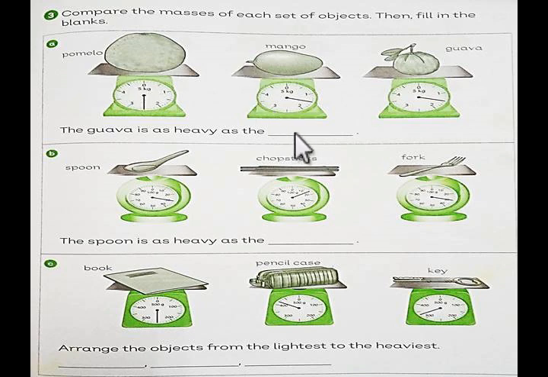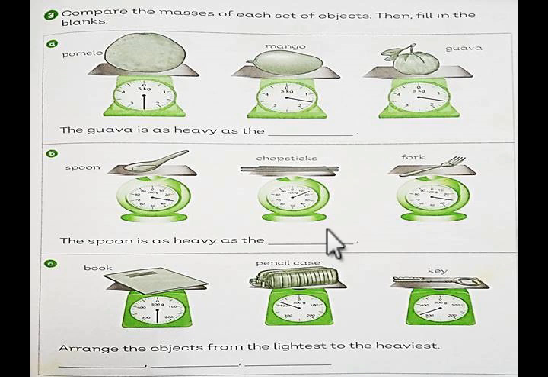Then B. We have spoon, chopsticks, and fork. The spoon is as heavy as. When you say as heavy as, it means the same. This is the spoon. Heavy as what? Which one? Heavy as chopsticks or heavy as fork? Write your answer here.